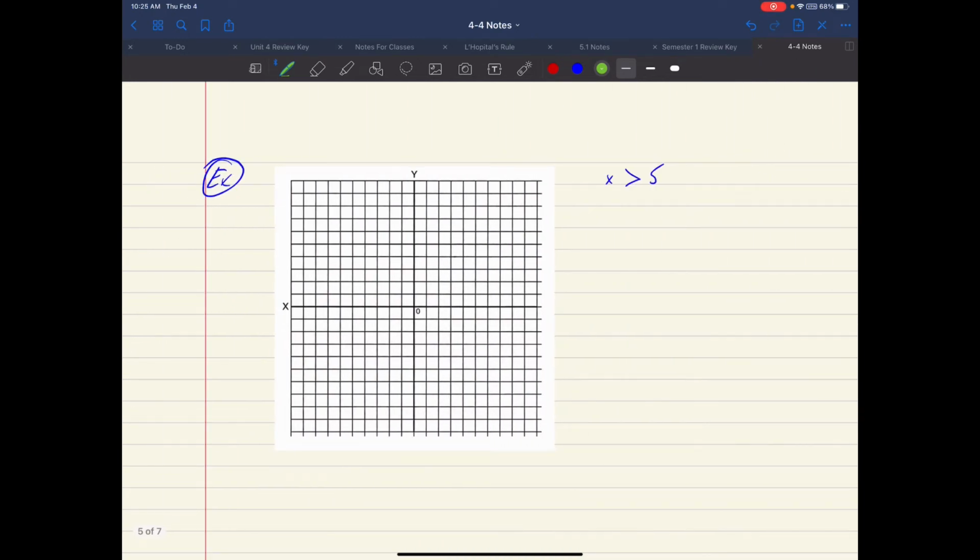Okay, so this one, these are always weird. x is greater than 5. So if you see no y's in that expression, then you're not going to have anything cross the y-axis. That's just something you should know. So I'm going to say, well, let's just graph the line first. So if you have something like x equals 5, x equals 3, this is a vertical line.